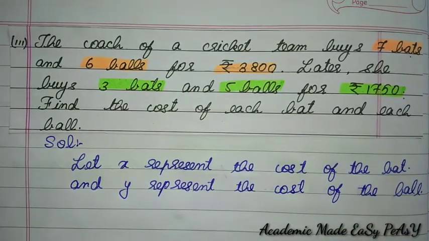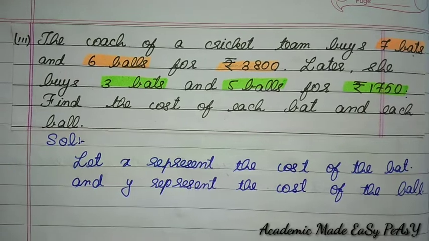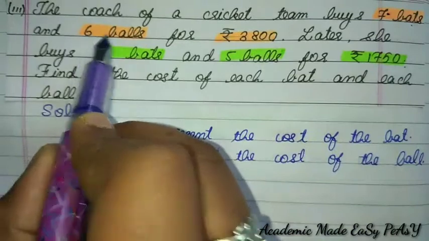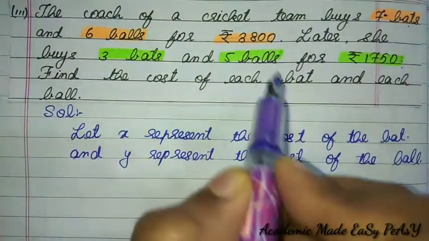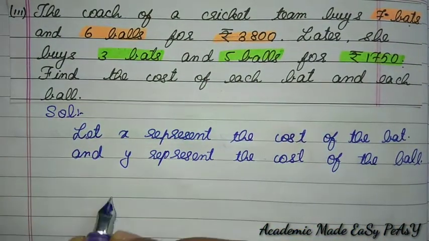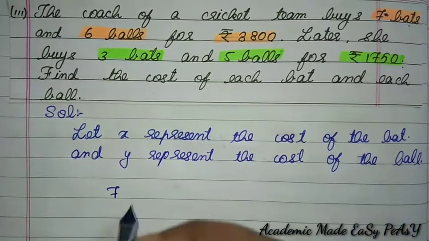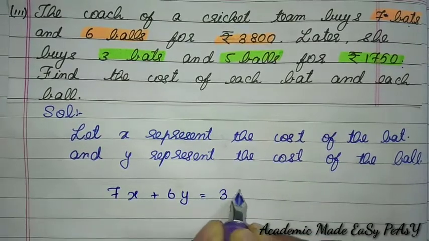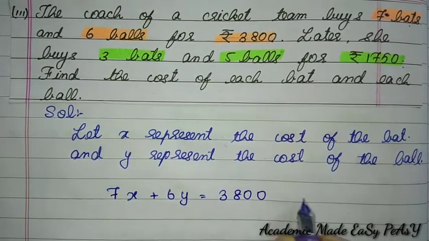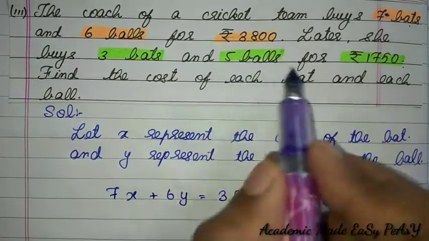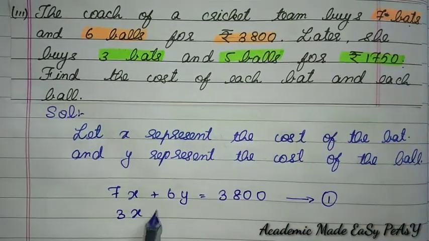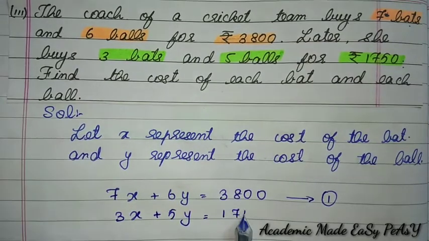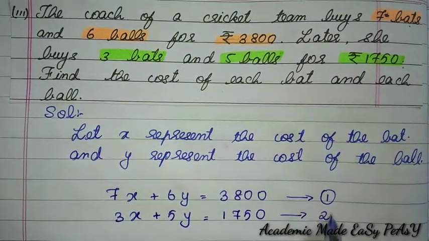Okay, so now let's start writing the equation. From here we can write 7 bats and 6 balls together is 3,800. So 7x plus 6y is equal to 3,800. Let this be equation 1. So next, it is 3x plus 5y is equal to 1,750. Let this be equation 2.